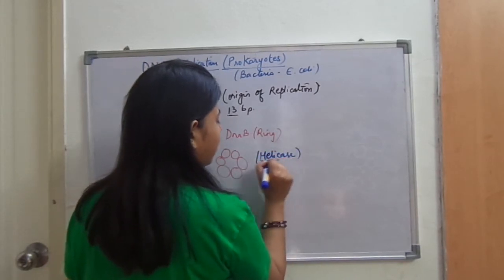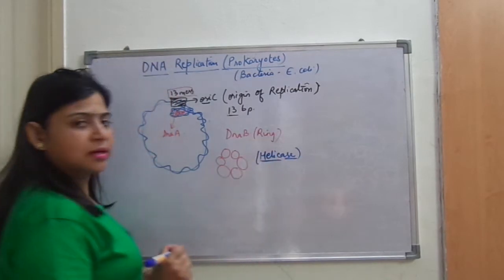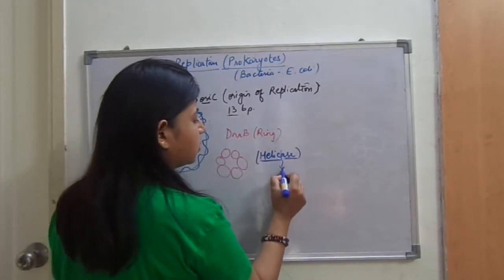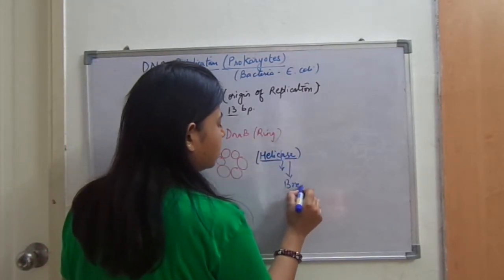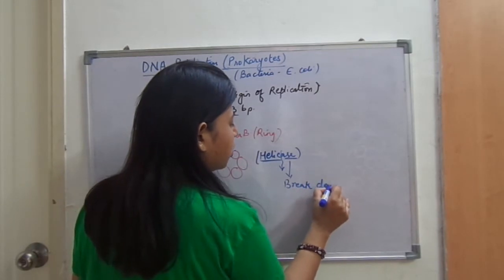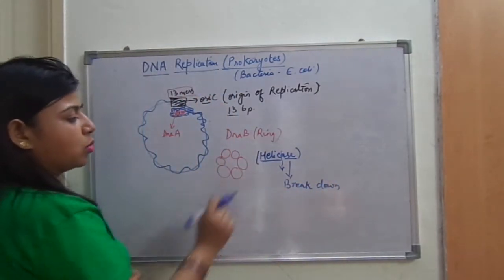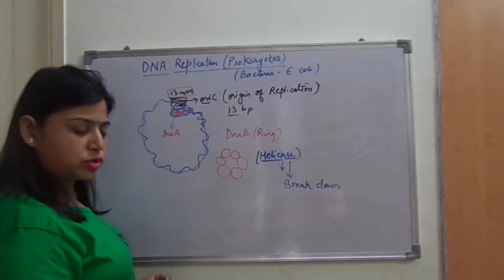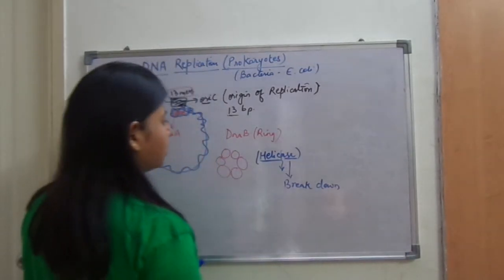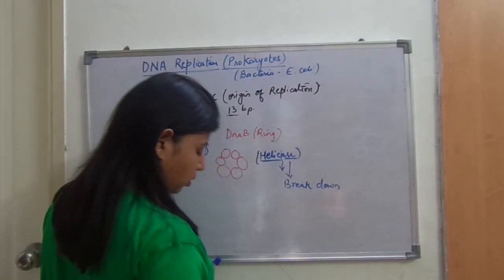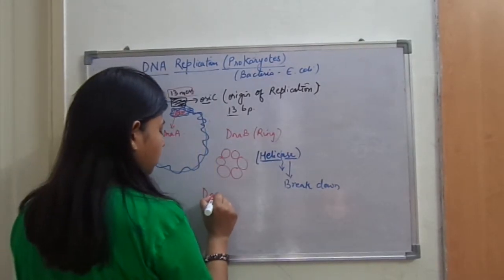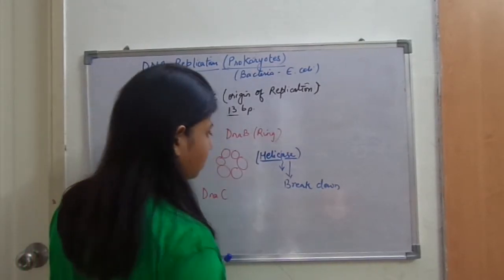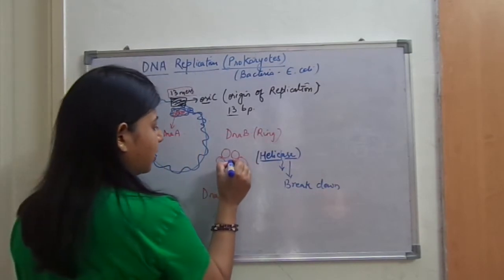What is helicase? Helix is the helix, and ase means breakdown. So this helicase enzyme breaks down the helix present at this position, right? And this helicase enzyme is not alone. It comes along with another protein, that is DNA C. DNA C is a helicase loader.